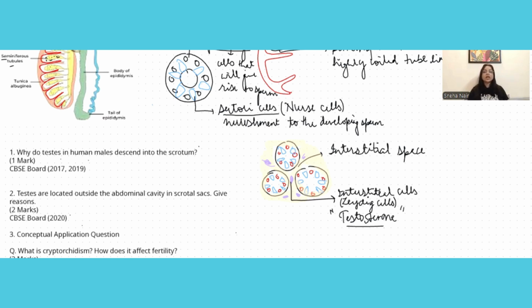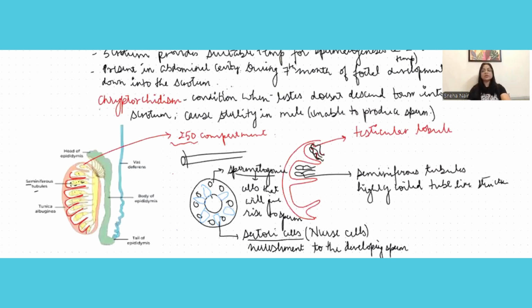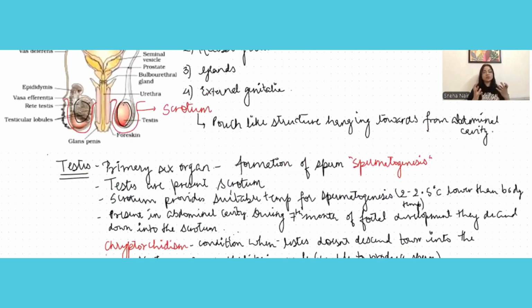All right. So friends, I hope this much part is clear to you. What we have studied today is that the male reproductive system consists of one pair of testes, which is present in a pouch-like structure called scrotum, which provides 2 to 2.5 degrees lower temperature than body temperature that helps in spermatogenesis. When the testes don't descend into the scrotum, it leads to a condition called cryptorchidism, in which the male is sterile as he is unable to produce sperm.